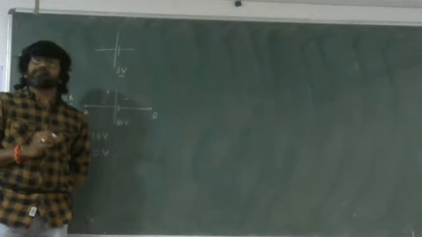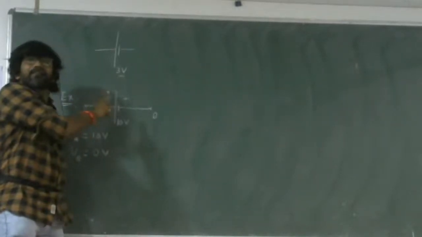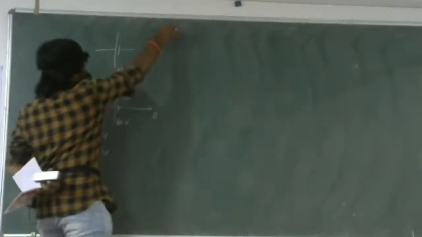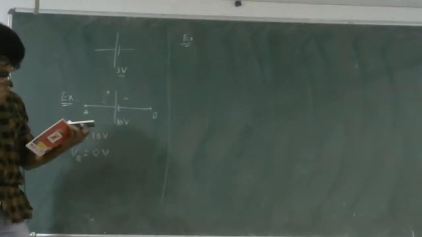Already a number of times I told that usually we represent higher potential with the plus sign, lower potential with minus sign. That doesn't mean that this should be a negative potential and this should be positive potential. You can note this down as running notes, every point, so that it can be helpful for you guys.